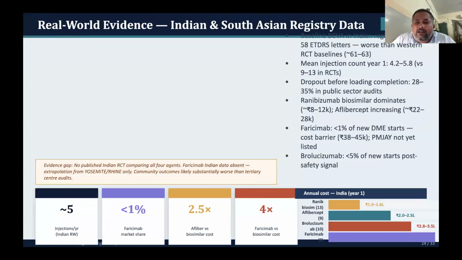So again, the mean injection count, what we see, I think this is covering the same thing.